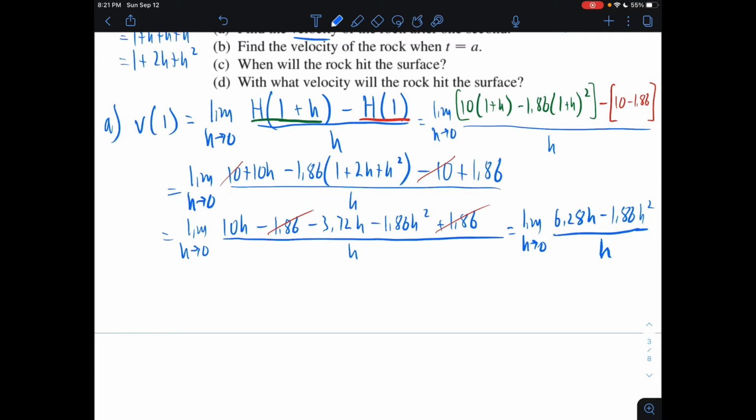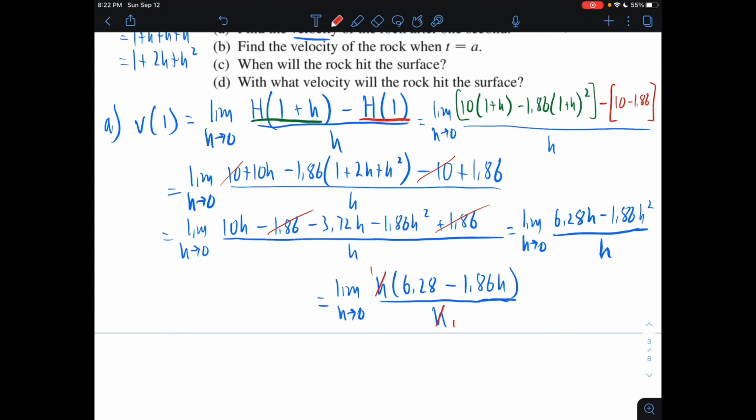And we resist the temptation to just start crossing things out because we want to do this correctly. The numerator has a common factor of h. So I'm just going to factor that common factor out. h times 6.28 minus 1.86h, all divided by h. And so now we can see that we get to cross out the common factor of h in the numerator and denominator. And now we get something very simple.